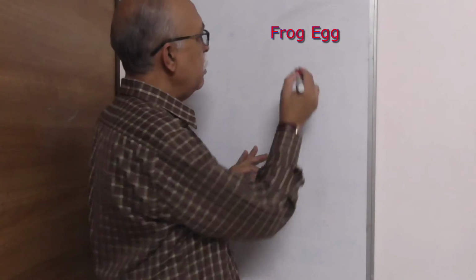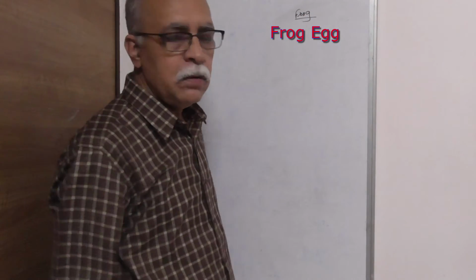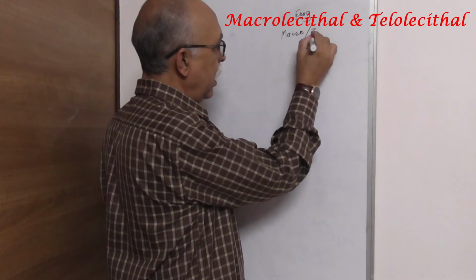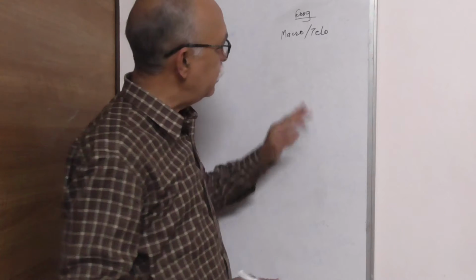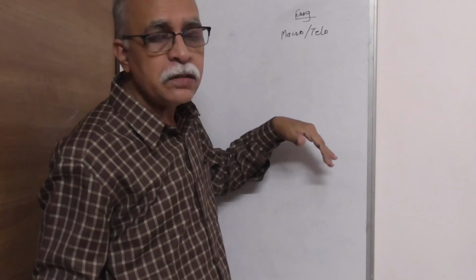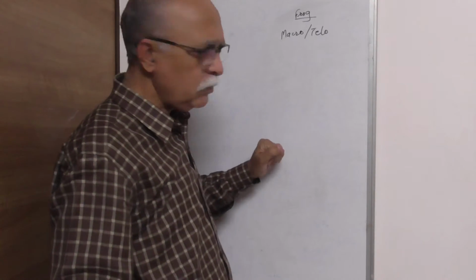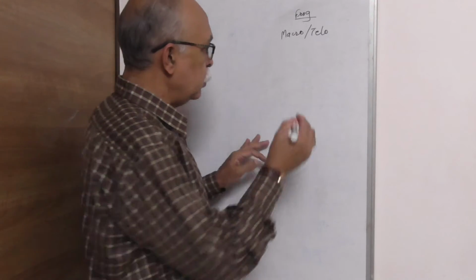Now let's know the frog egg. This is also a macrolecithal and telolecithal egg. Large amount of yolk. It is also moderately macrolecithal and yolk is located on one part of this cell. So the animal pole and vegetal pole are clearly distinguishable. So what does it look like?